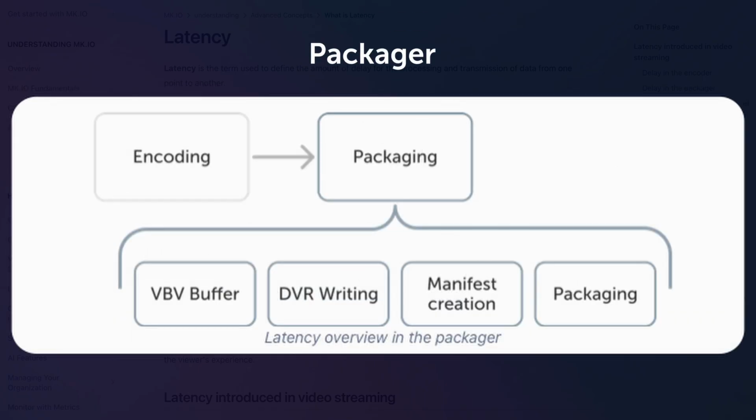In the packager, after encoding, the content is written into a short buffer, often referred to as DVR. It's then broken into small streaming chunks and packaged for delivery. Before playback can begin, the manifest, which tells the player what's available, must also be generated.